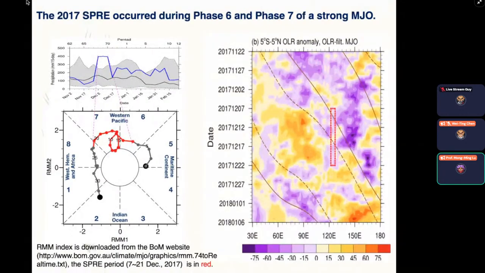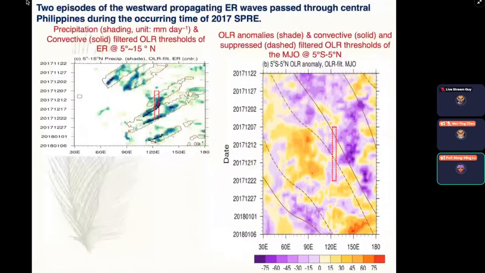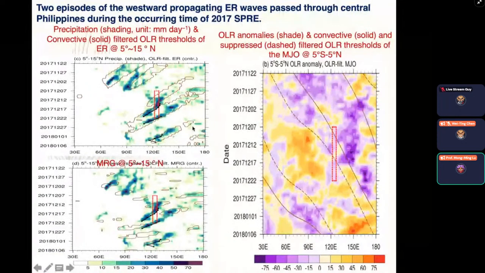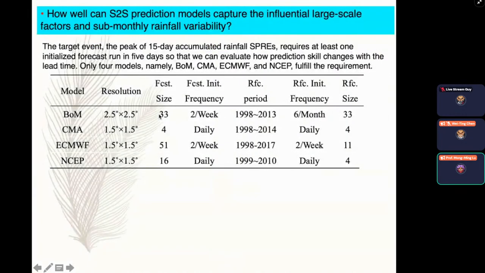For this 2017 event, it occurred during a very active MJO period. You can look at the Hovmöller diagram on the right. This active MJO phase excited the ER, the off-equator ER, and the ER is also associated with the active MRG. The MRG and the ER are associated with the tropical cyclone. So this is a very interesting case to study.